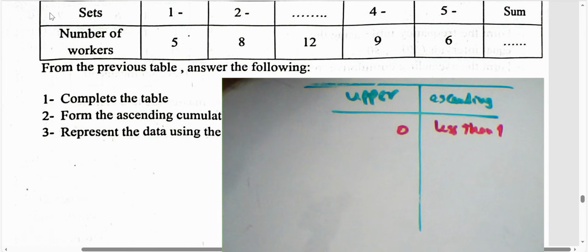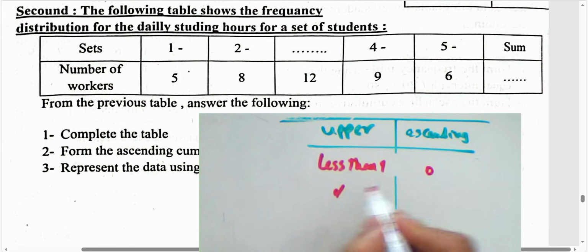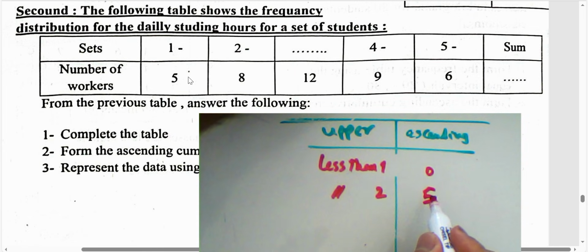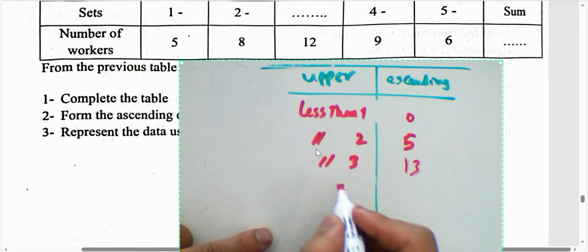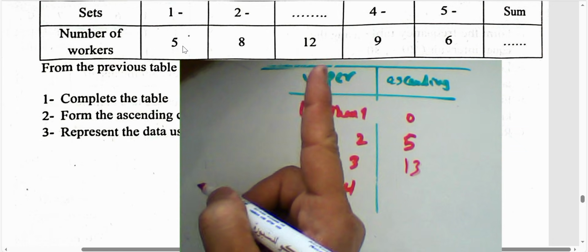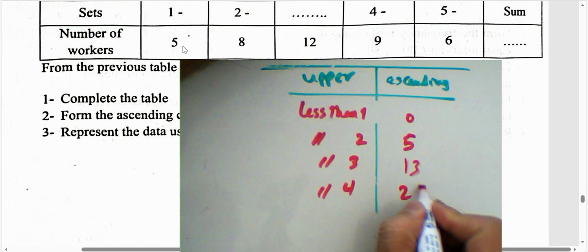And also less than 2, here frequency, and here less than 1, it will be 0. Less than 2, it will be 5. Less than 3, look at here, you can collect 5 plus 8. 5 plus 8, 13. Right, 13. Then 3 is 13. And less than 4, collect 12 plus 8 plus 5. Okay, less than 4, 12 plus 8 plus 5. About frequency, 12 plus 8, 20. 20 plus 5 is 25.